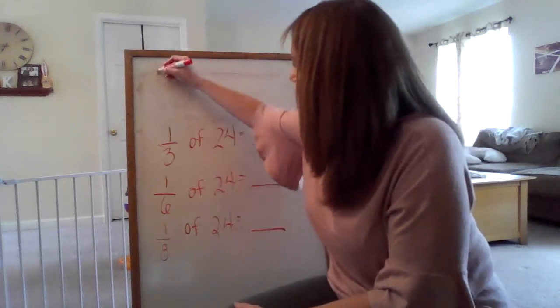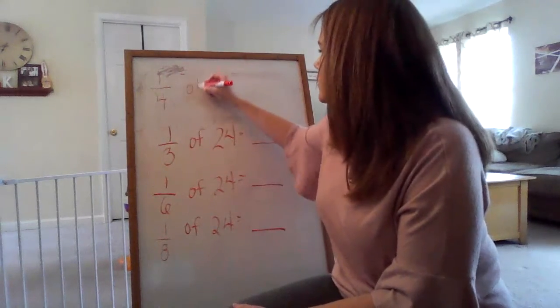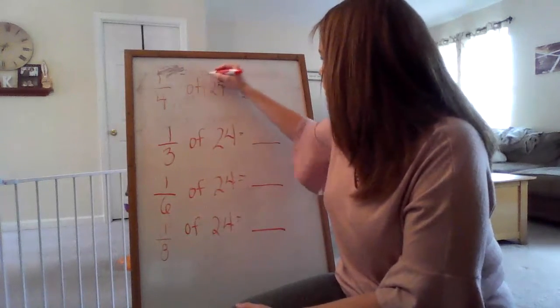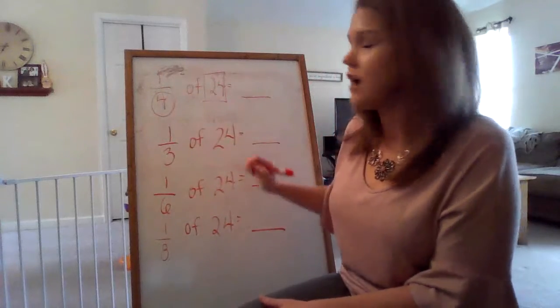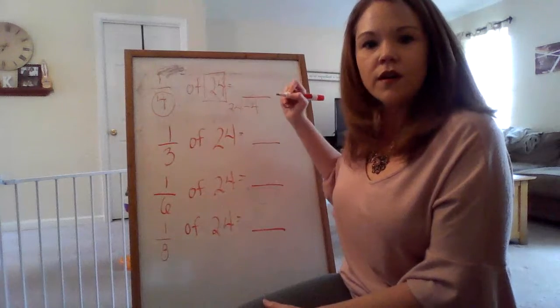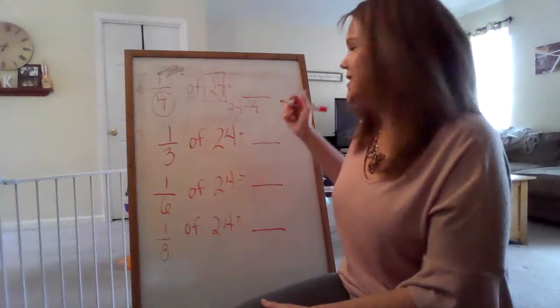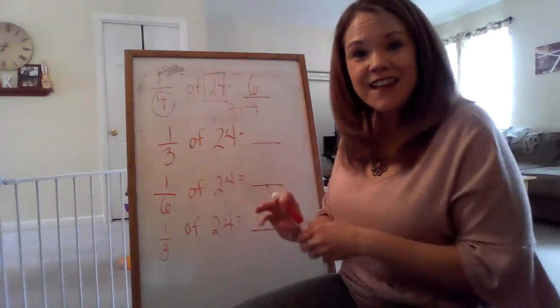So if I had to find, let me show you, 1/4 of 24, all I'm going to do is take my whole number 24 and divide it by the denominator of my unit fraction. So I'm going to do 24 divided by 4. And I know that 4 times 6 is 24. It's that easy. It's that easy, guys.